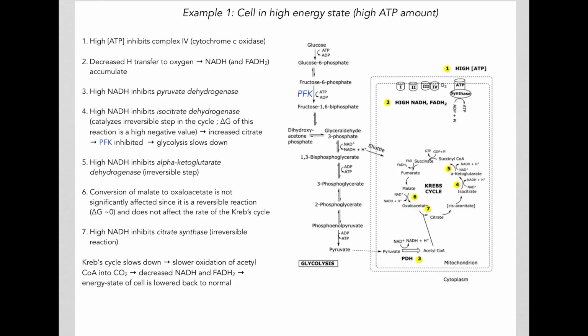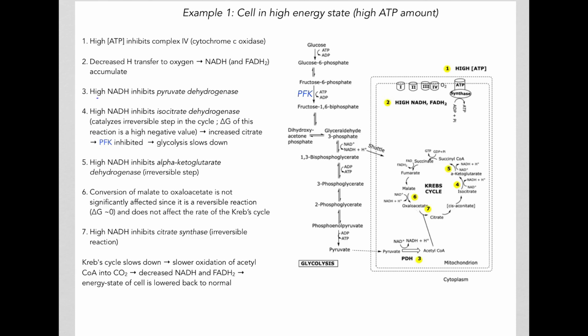So the inhibition of complex 4 will decrease the transfer of hydrogen from NADH and FADH2 to oxygen. So NADH and FADH2 will not be able to give their hydrogens to oxygen. That will lead to an accumulation of NADH and FADH2, which are the reduced forms of the coenzyme NAD and FAD.